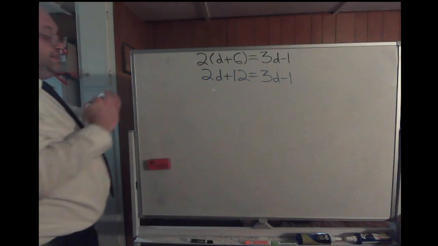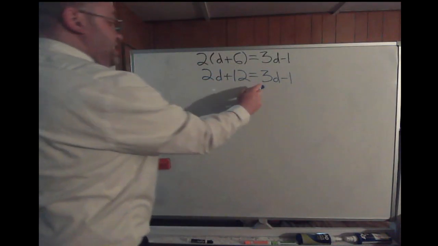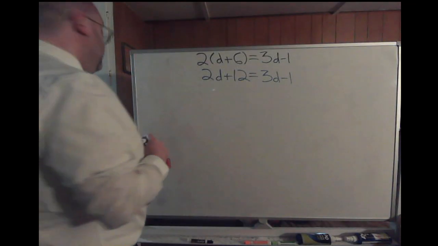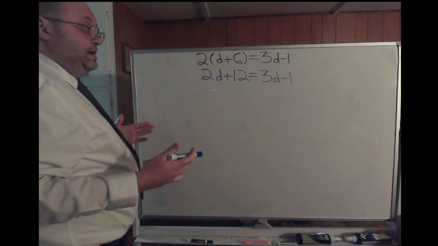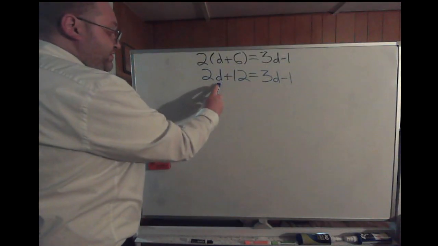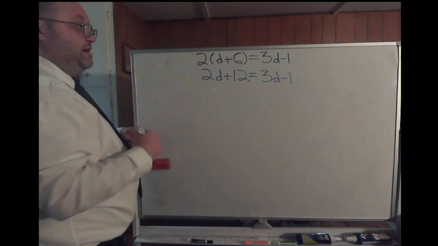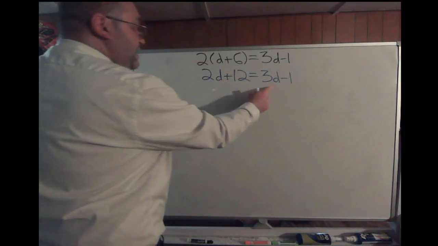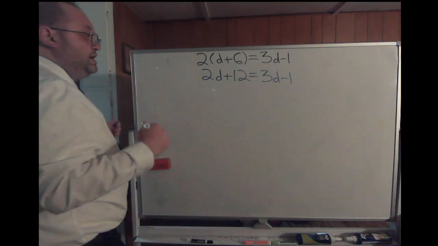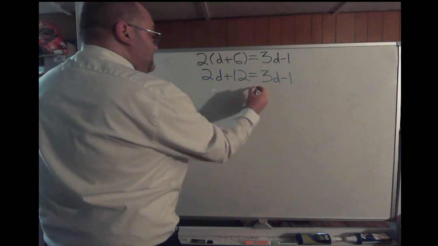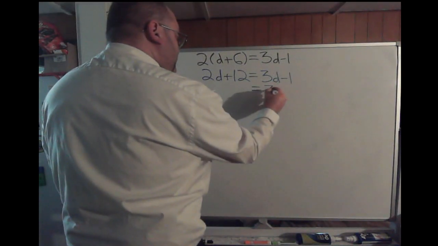So we've expanded this out now from the distributive property. We've set it equal to the right-hand side. Now we got a type of equation like we did yesterday, where we have the variable on both sides. Well, we're going to do just like we did yesterday. We're going to try to get the variable out of the right-hand side and keep it only on the left-hand side. So the right-hand side, we have a positive 3d. We need to subtract 3d to get rid of the variable.